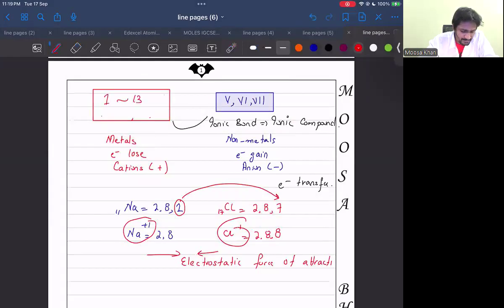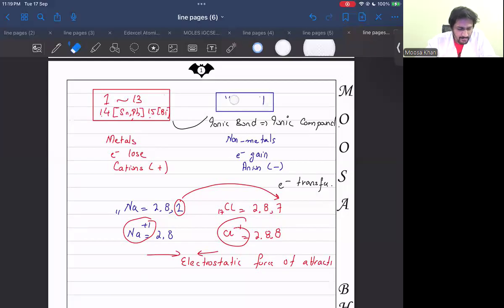And of course, we still have metals from group 14 as well, which is tin and lead. And in fact, we have some metals from group 15 as well. That's like bismuth. Bismuth is a group 15 element, but it acts as a metal. And if any of these elements from these group, they make a bond with any of the elements from group 15, group 16, or group 17, then such a bond formed is known as ionic bond.